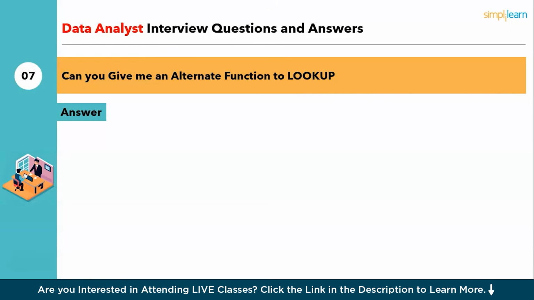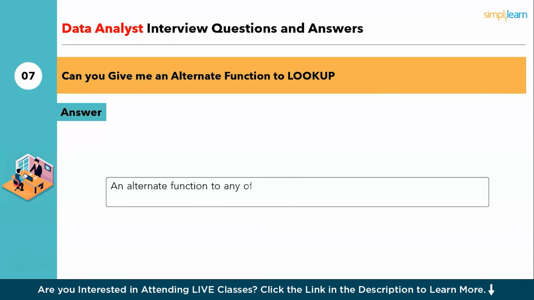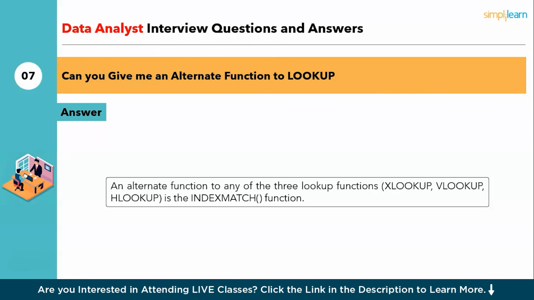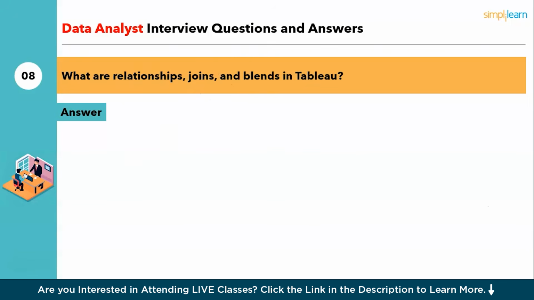And maybe if someone asks you to mention all the types of lookups, give them H, which is for horizontal lookup, and V lookup, which is vertical lookup, and X, which is a combination of both V and H. So XLOOKUP. There are three types: VLOOKUP, HLOOKUP, and XLOOKUP. And if somebody asks you to give an alternate function for all these lookups, go with INDEXMATCH. So the answer is the alternate function to any of the three lookup functions, which is X, V, and H, is the INDEXMATCH function. Now we have the 8th question in the list.